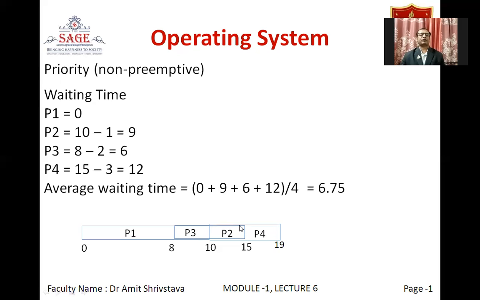P4 arrived after 3 minutes time interval, and we have allotted the CPU after 15 minutes time interval. So its waiting time is 15 minus 3, that is 12. So now average waiting time will be sum divided by 4, which is coming to be 6.75.